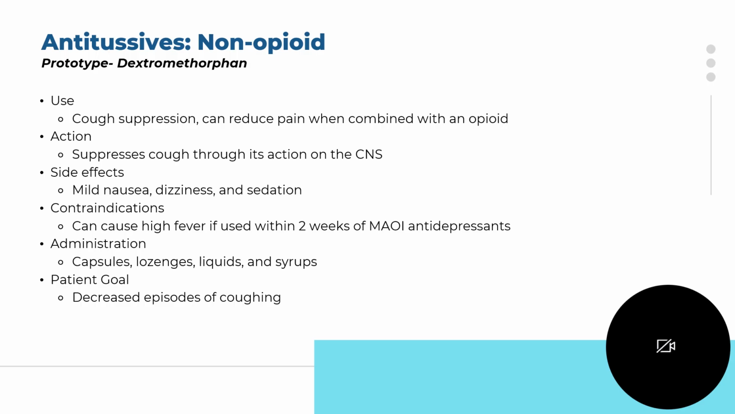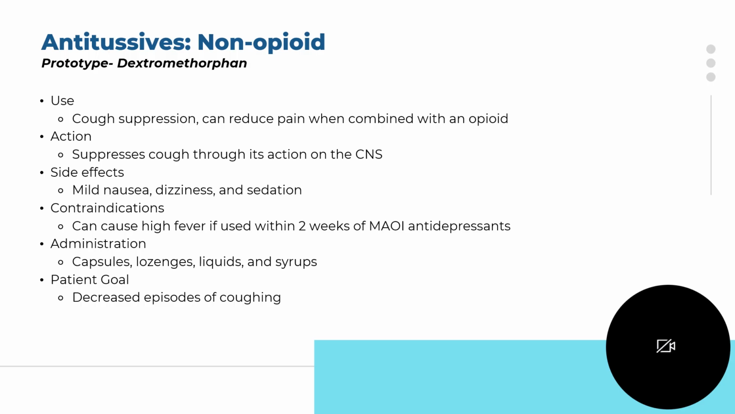For other antitussives, these are non-opioid. An example of this is dextromethorphan. This is used to suppress coughs. It can reduce pain when combined with an opioid. It is going to work similarly, and the effects are going to be similar as well. Nausea, dizziness, sedation, and it can cause blood pressure issues.